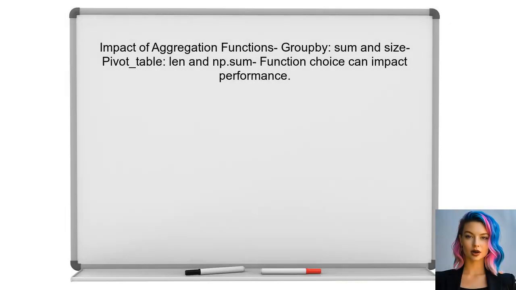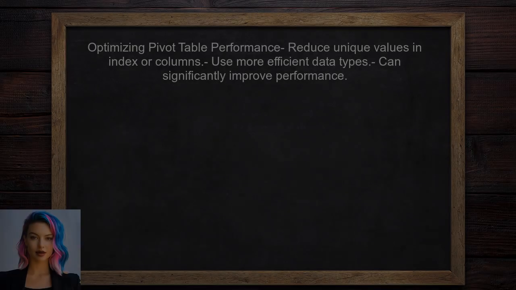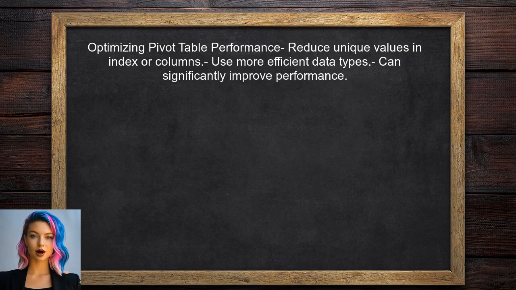Additionally, the user should consider the aggregation functions used. In the example, GroupBy uses both sum and size, while pivot table uses len and np.sum. The choice of functions can impact performance. Lastly, the user can optimize their pivot table usage by reducing the number of unique values in the index or columns, or by using more efficient data types. This can help improve performance significantly.